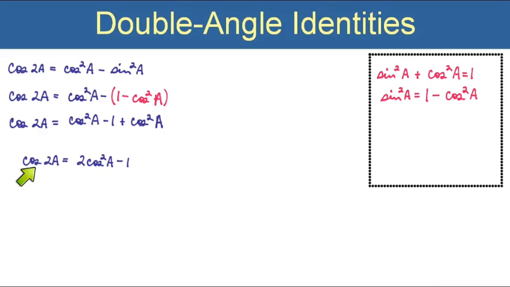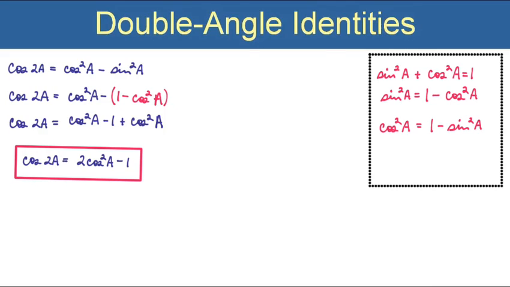We had cosine squared minus sine squared, but now we also have another formula, a second form of this identity. So cosine of 2a equals 2 cosine squared a minus 1. This way, if you only know cosine of a, you can still find cosine of twice a. So it's a good alternative formula.